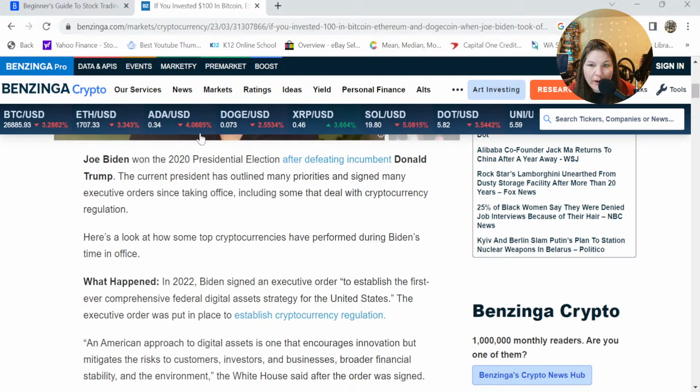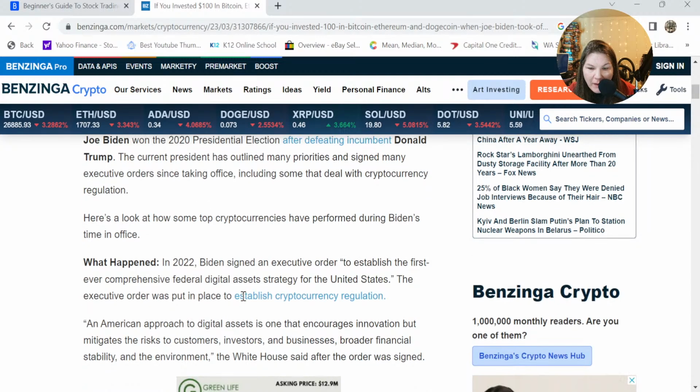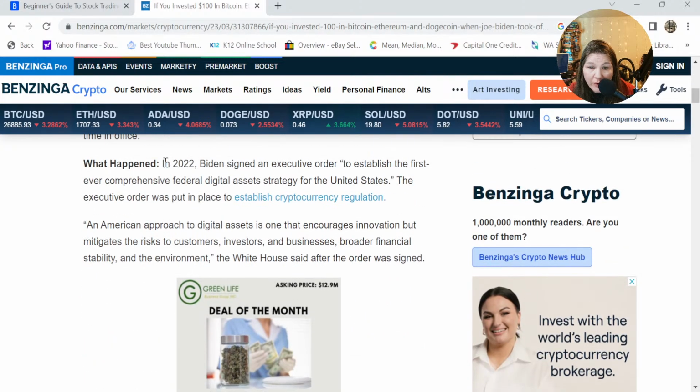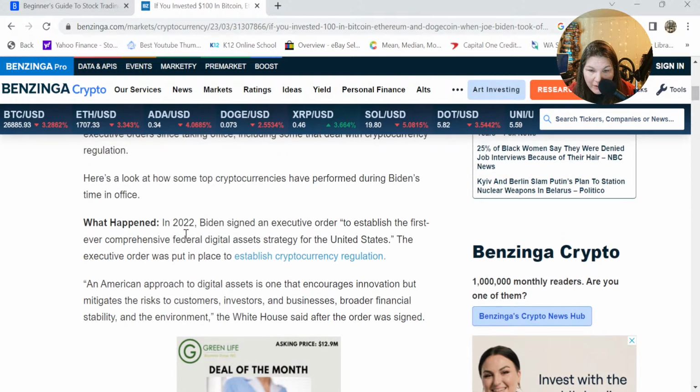Dogecoin, it's been going up and down all day. But if you think about it in the way we're about to think about it, you have to think about it long term. What happened in 2022? Biden signed an executive order to establish the first ever comprehensive federal digital assets strategy. The executive order was put into place to establish cryptocurrency regulation. So now, like the SEC, they're regulating crypto.